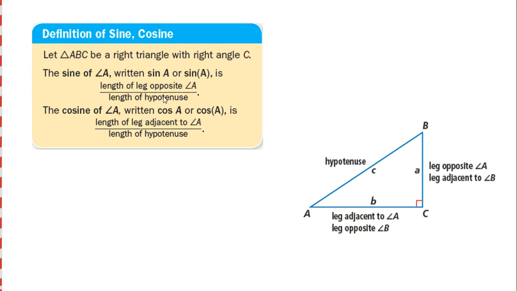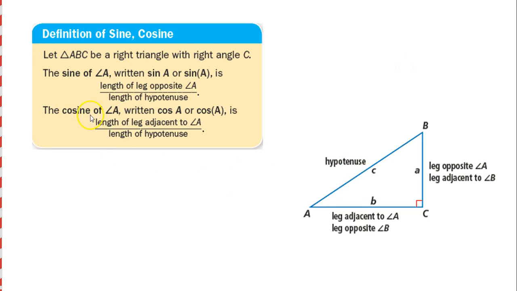The tangent function was the opposite and the adjacent sides. The sine function works with the opposite and the hypotenuse. So that would be, if we look at this picture, if I'm looking at angle A, if I want to have the sine of angle A, so whatever the measure of angle A is, that's equal to the opposite side length divided by the hypotenuse.